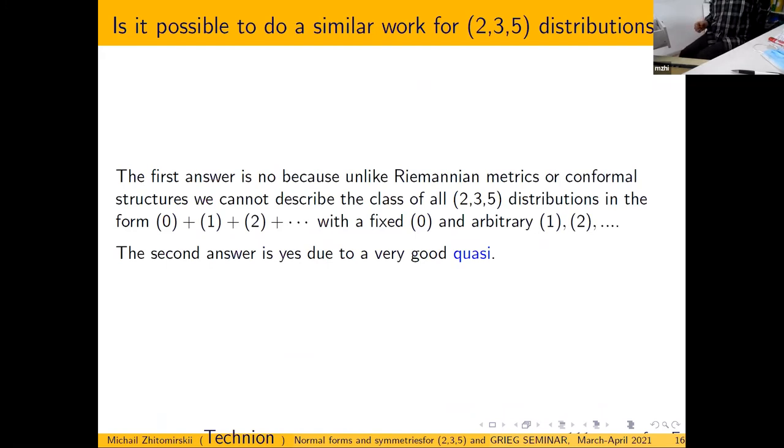And then what I asked myself is: is it possible to do similar work for (2,3,5) distributions? And the first answer is no, because unlike Riemannian metrics or conformal structures, we do not have this situation where we have something fixed of degree zero: for Riemannian metrics, for conformal structures, the identity matrix. And then we have arbitrary homogeneous terms of degree 1, 2, and so on. We do not have this situation because the condition that a distribution is (2,3,5) is more involved. It can be described in this way.